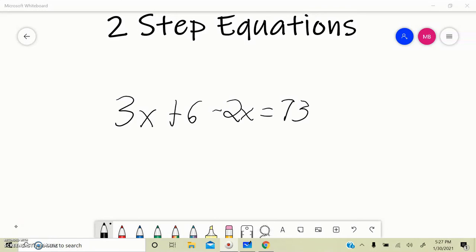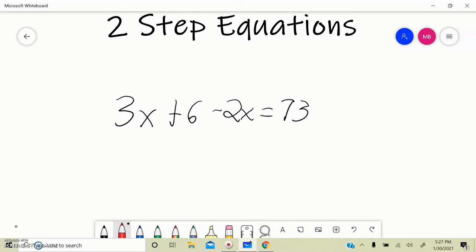Here's another equation that we have to take a look at. This one's going to be a little bit different. So, first thing with this one, I have 3x plus 6 minus 2x is equal to 73. The first thing I want to do is combine like terms. What do I mean by like terms? Well, that could be anything that has the same variable or combine my constants together.